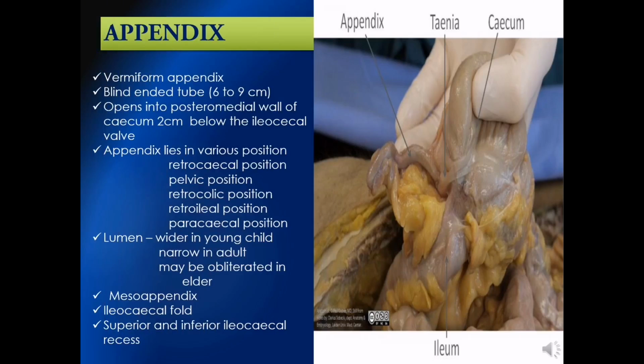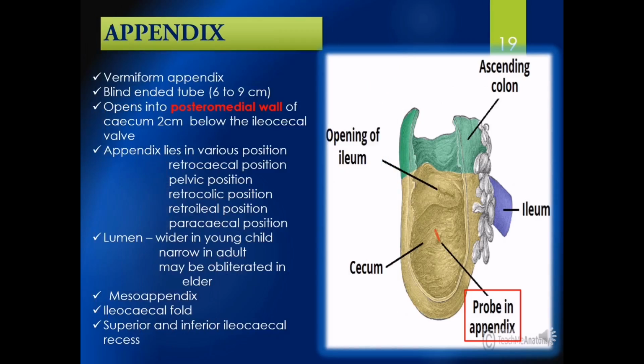Appendix extends from the cecum. A vermiform appendix, worm-like structure, is a blind-ended tube, 6 to 9 centimeters in length. Appendix opens into the posterior-medial wall of the cecum. This is the ileocecal valve. 2 centimeters below this valve, the appendix opens.